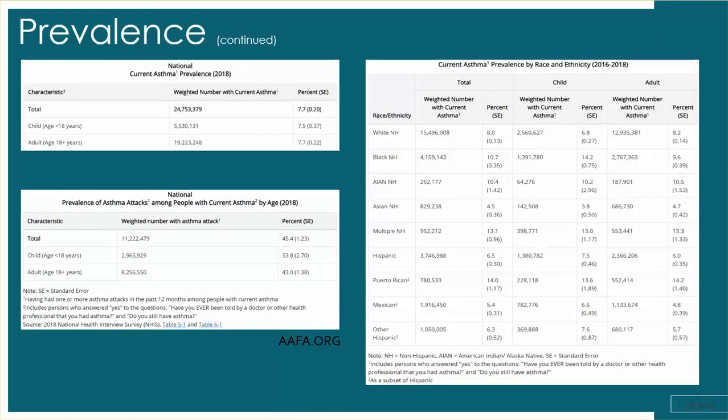Here are more specific statistics on the prevalence of asthma broken down by ethnic background as well as age. Asthma accounts for 9.8 million doctor's visits each year, is the third ranking cause of hospitalizations among children younger than 15, and African Americans are 3 times more likely to be hospitalized from asthma.